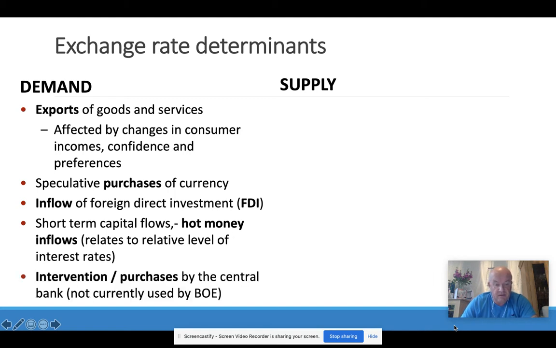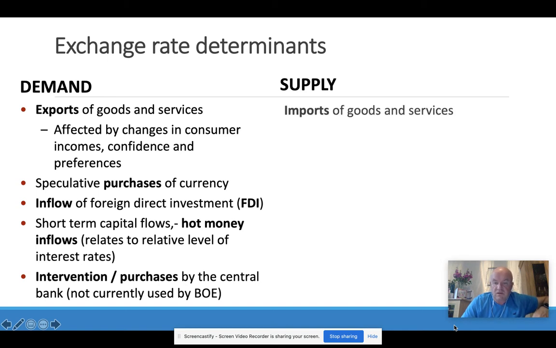And finally, a thing that can affect the exchange rate on the demand side of the equation is intervention and purchases by the central bank. At the moment, the Bank of England is not doing that, but who knows, in the current scenario that we find ourselves in, that might well happen too.